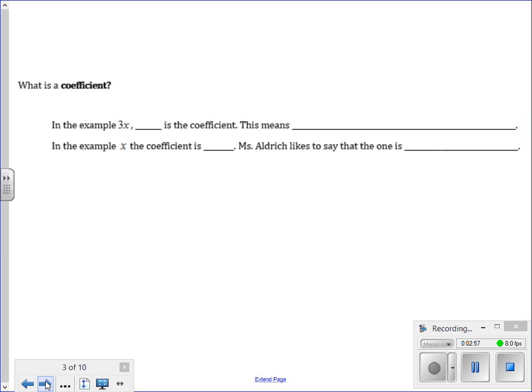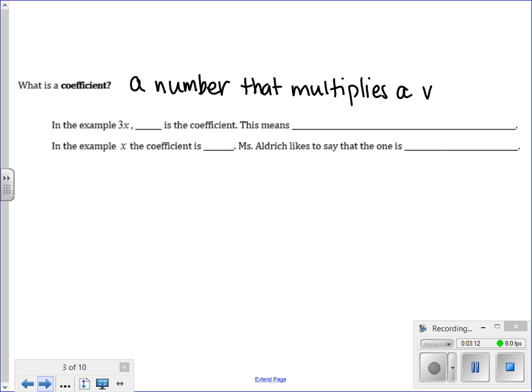All right, the last definition we need for right now is coefficient. A coefficient is a number that multiplies a variable. Most of the time, the coefficient is the number that is right in front and connected to the variable. So in this example, 3x, 3 is the coefficient. It's multiplying x. So 3x literally means 3 times the value of x. In the example x, the coefficient is 1. There's a little invisible 1 there. That's what I like to say, that the 1 is invisible.